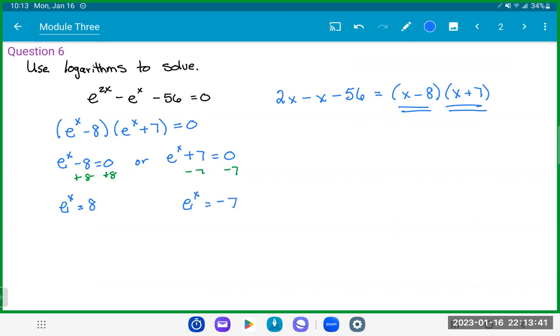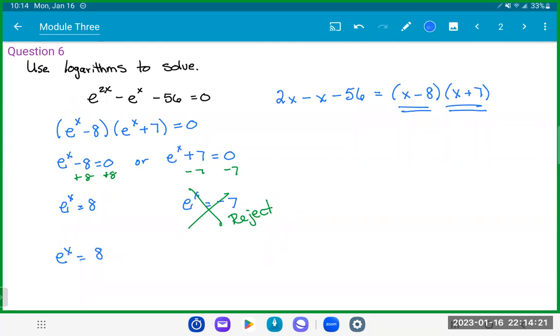So remember, a rule we have when we're dealing with e and logarithms is that we must reject any negative solutions, right? So here we're going to have to reject this one that says e to something is negative 7, right? So we have to reject this one, okay? So that really only leaves us one option, and that is that e to the x is 8.